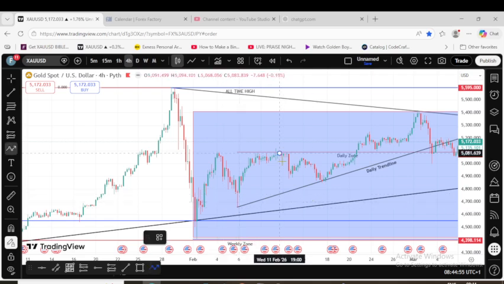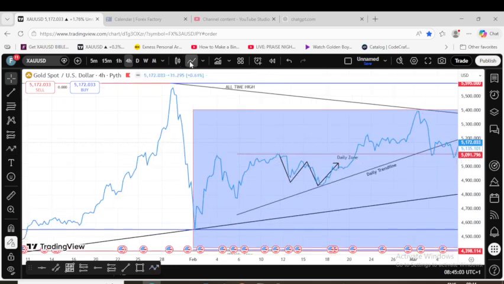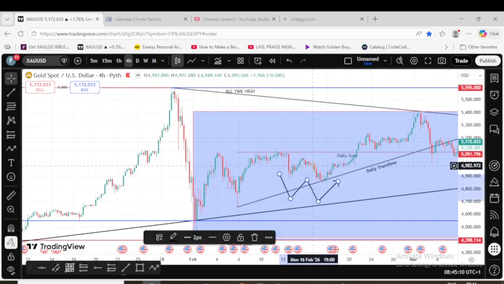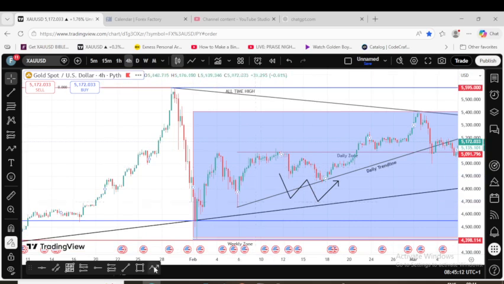Here there's also a resemblance to a W pattern, but the second low is a bit too low compared to the first low. But even at that, when we use the line chart, we can see that there's actually a smaller W pattern here.